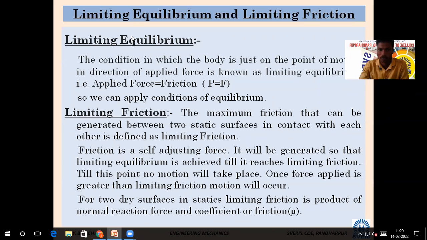So where we were, second chapter, equilibrium. In that, again, we were studying friction. It is just the last content for this.